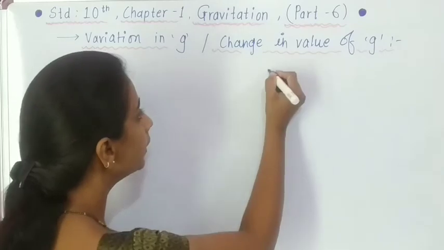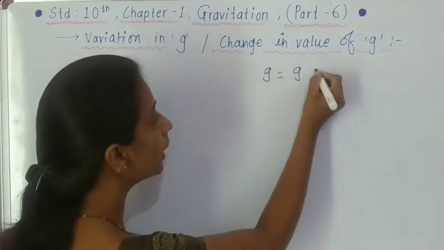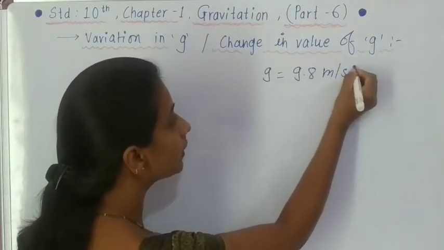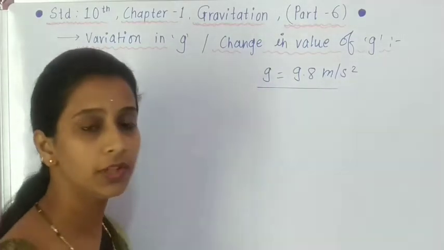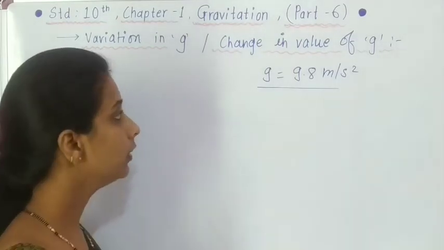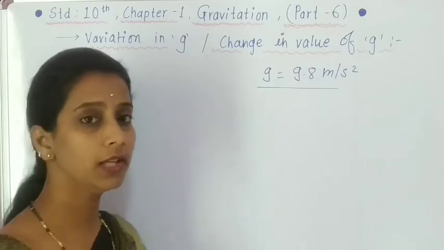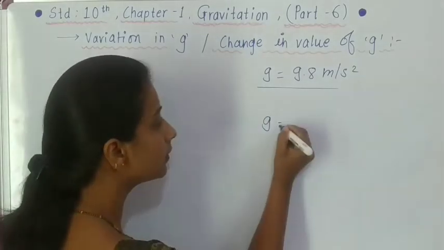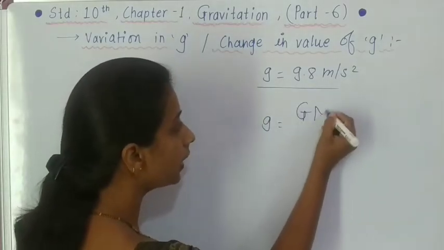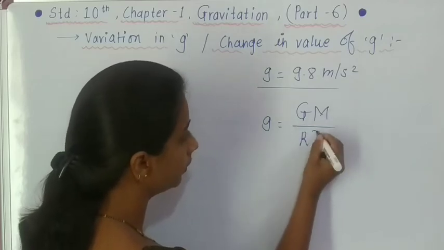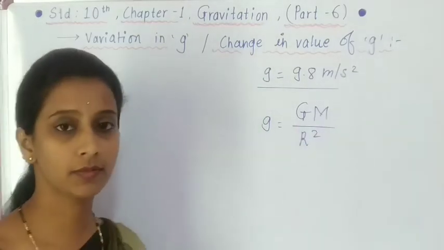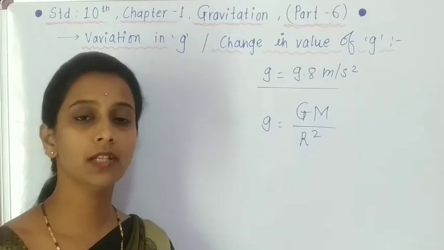value of g. It was g equals 9.8 meter per second square. We used the formula to calculate this value. It was g equals capital G M upon r square. Students, this formula is very important.